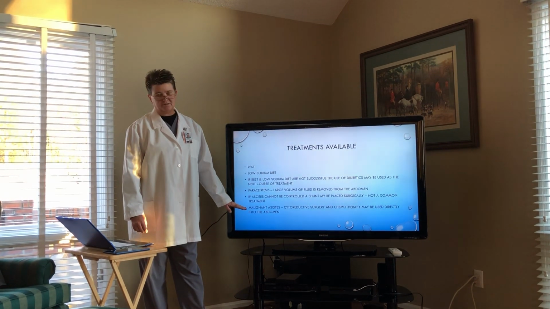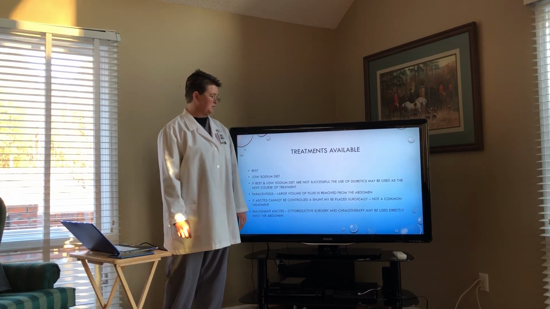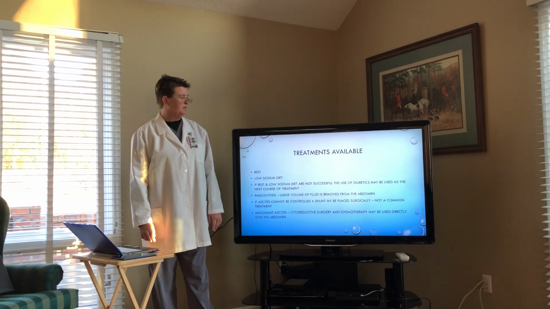If it is a cancerous ascites, they will come in and they can do a cytoreductive surgery and chemotherapy to reduce the ascites in the abdomen.